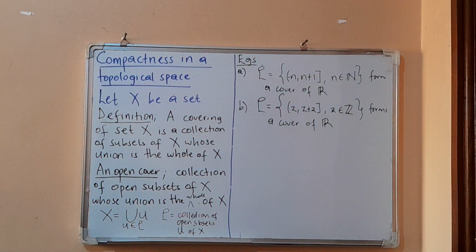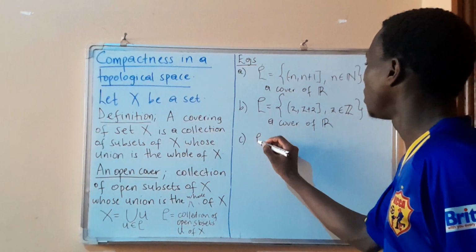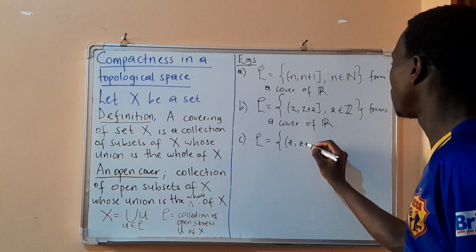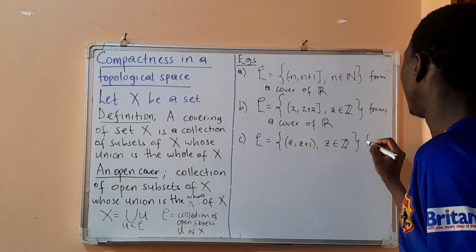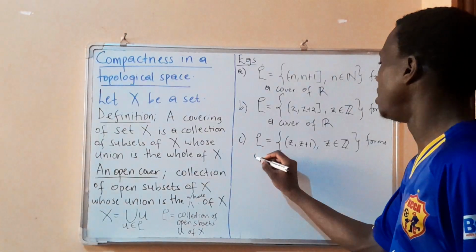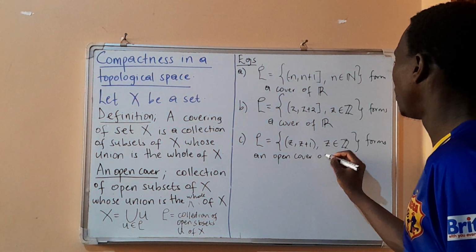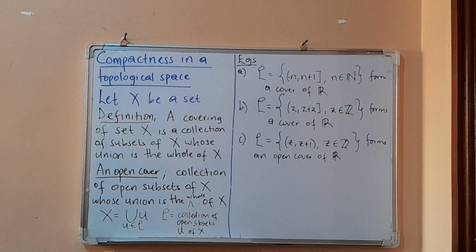Then which other one? We can look at an open cover of R, a collection of open subsets of R. We can look at this: z, z plus 1, where z is an integer. Now this forms an open cover of R. It's a collection of open subsets of R whose union is all of R. So those are some of the examples.